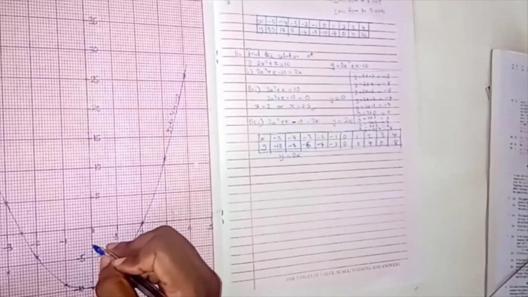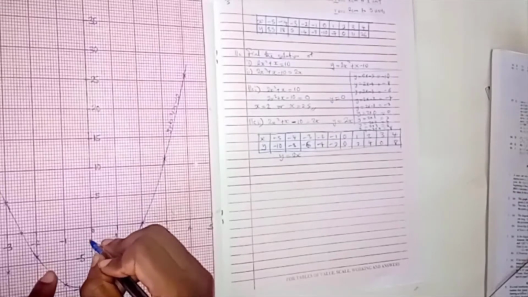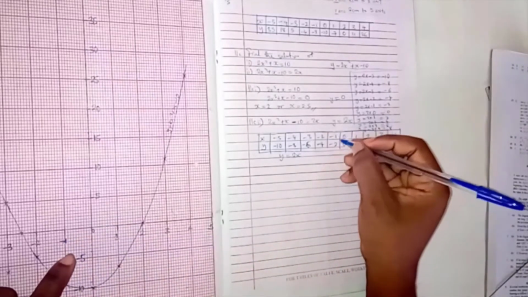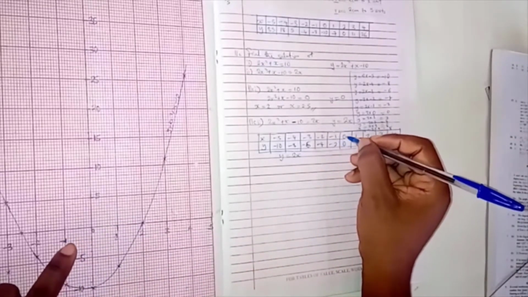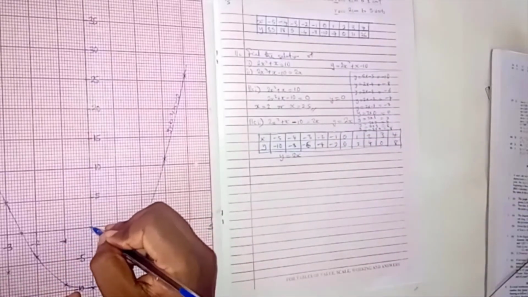This is 4. This is 3. And this will be 2. So we are going to have the point here. All right, here. Okay, that's for minus 1. And when x is 0, y is also 0. So we have a point that's going to cross here, the mid.